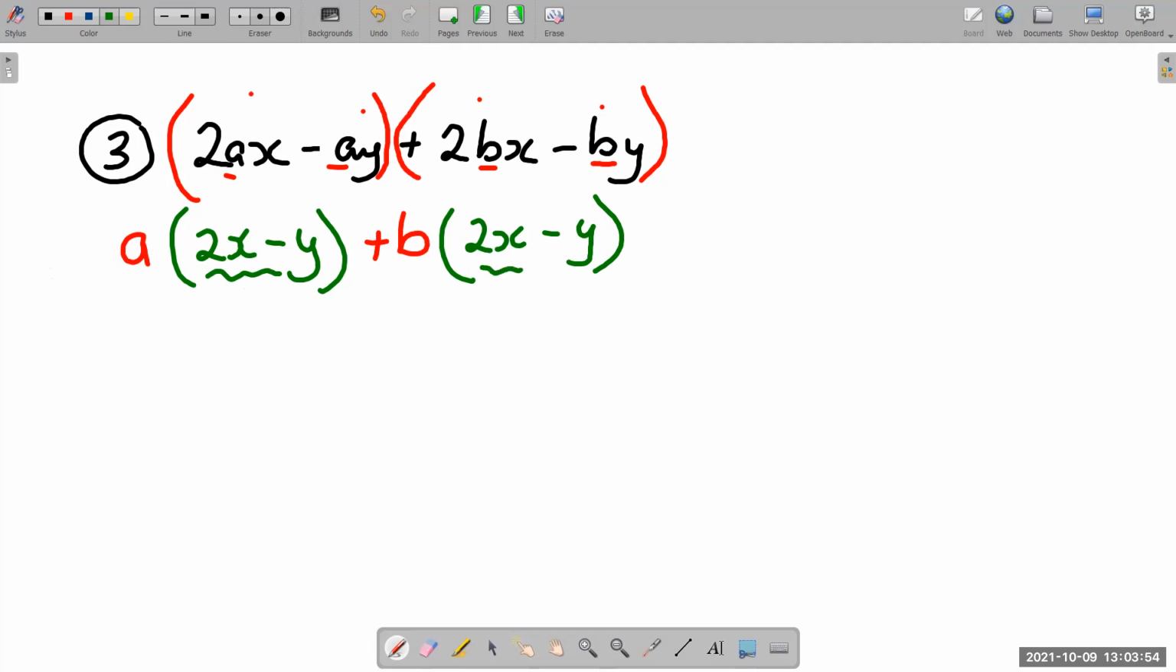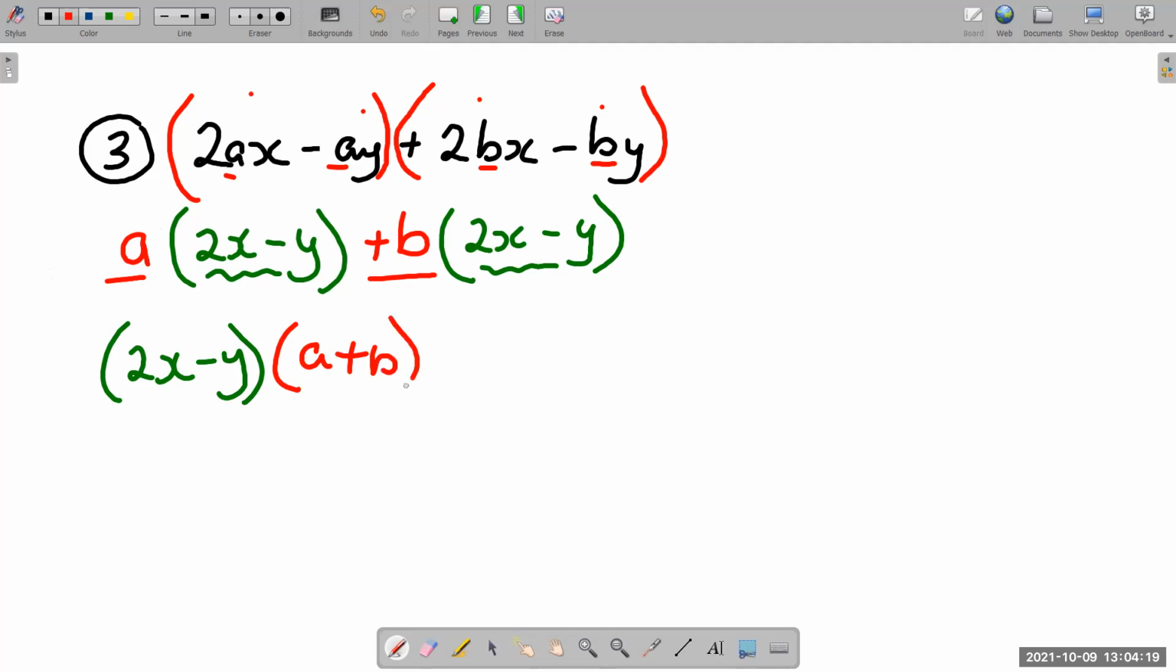Again, what do you realize is happening here? Matching brackets. And to be honest, that's how you know you're going right. You know you're going right when you reach this stage and you realize your 2 brackets are matching. So we take out the matching bracket, 2x minus y. And what are we going to do now with the things that are left back? We're going to put them in a bracket. So what do we have in the second bracket? We have our a plus b. And so that is our answer here.